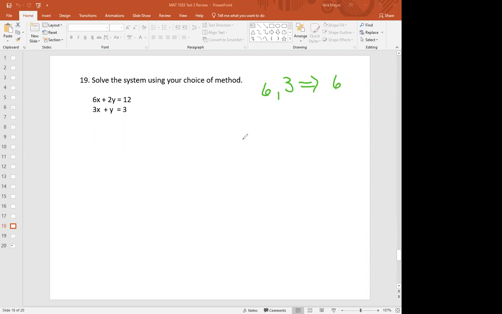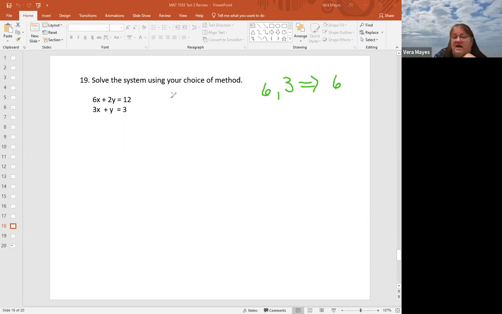6. Yeah. So this first one's already exactly where I want it. I don't have to change it at all. It's got a positive 6x though. So that means I want the second one to be a negative 6x, so when I combine them, they will cancel. So to get this to be a negative 6x, I need to multiply both sides by a negative 2. And I like to rewrite it so I can visually see what I'm doing.